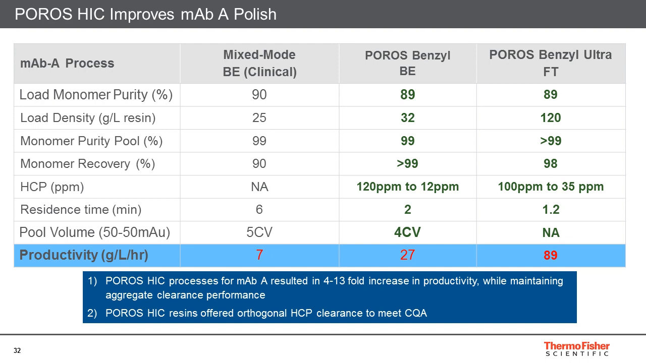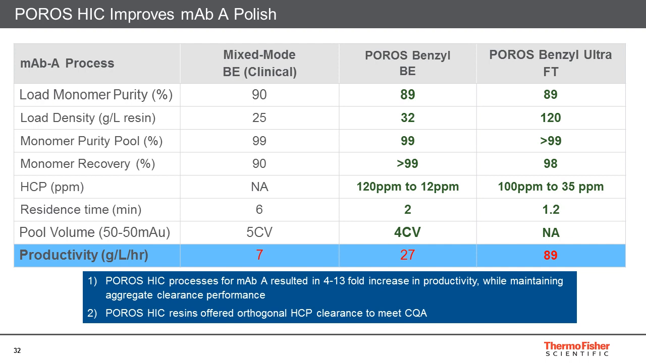So again, I'm sure this is just an amalgamation. I'm showing a comparison of the clinical mixed mode process for mAb compared with the two POROS HIC processes. And clearly all process performance metrics have been improved, resulting in higher productivity. And this basically means higher loading, lower residence times, better recovery, smaller pool volumes.